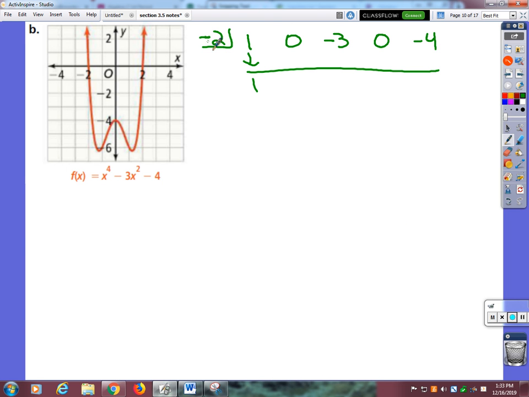All right, I bring down the 1. Negative 2 times 1 is negative 2. Add those together, negative 2. That's going to give me 4, 1, negative 2, 4, and 0.